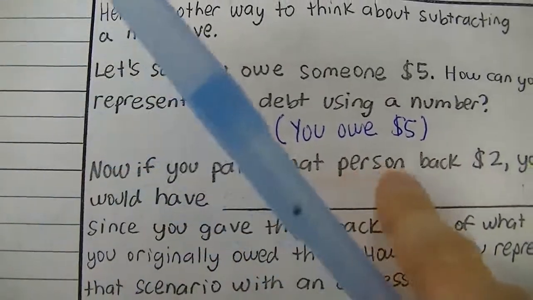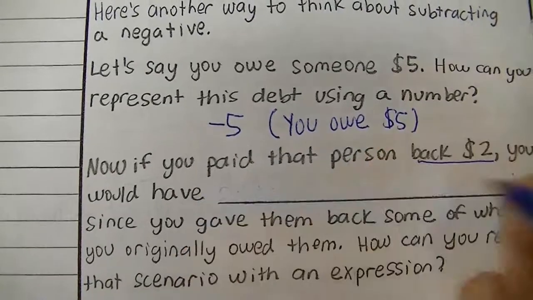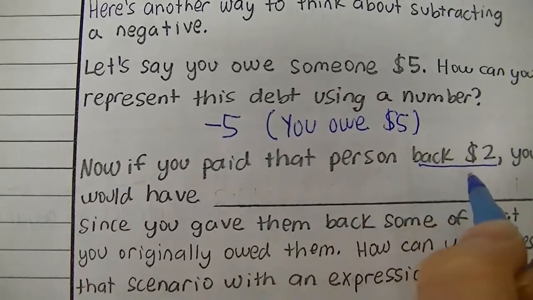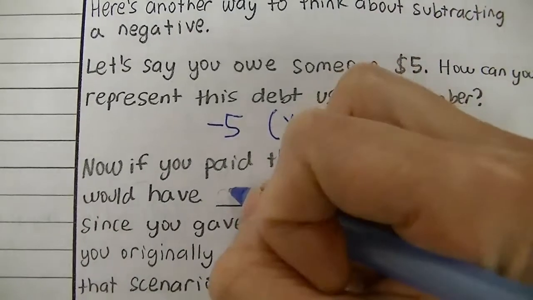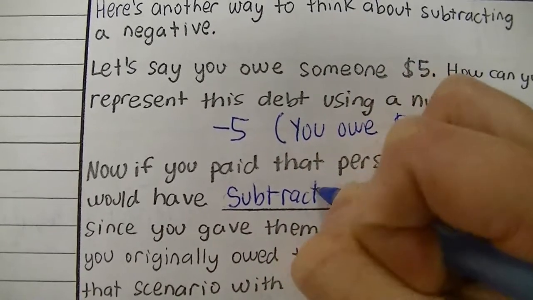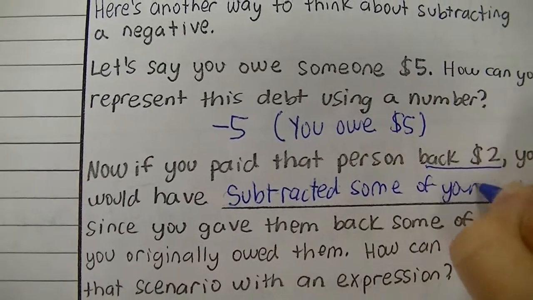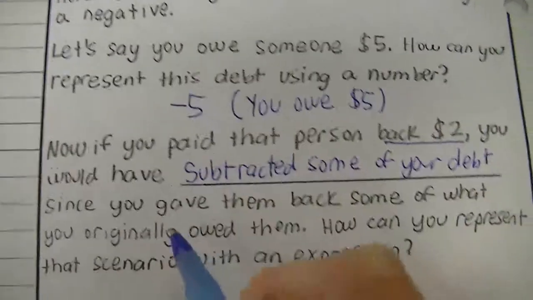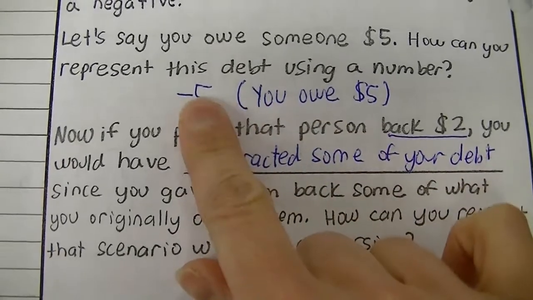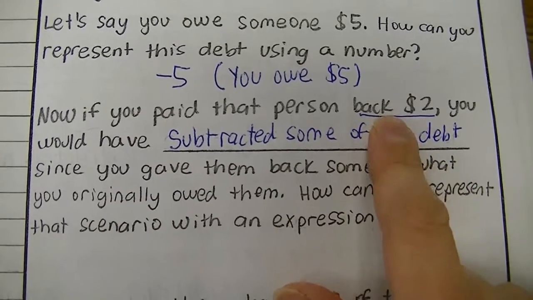Okay, now if you paid that person back $2, now you've subtracted some of your debt. So before you used to owe them $5 and you've paid them back $2. So you would have subtracted some of your debt. Let's write that down. Okay, you would have subtracted some debt because you gave them back some of what you originally owed them. You originally owed them $5. You gave them back 2 of those dollars.